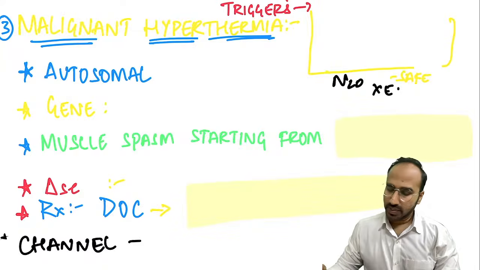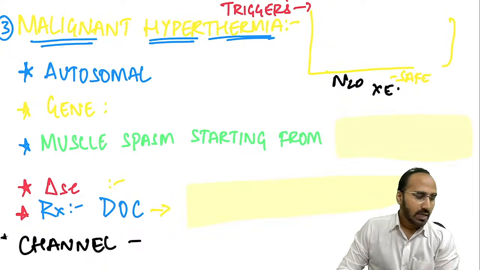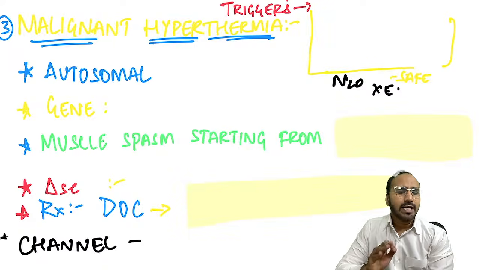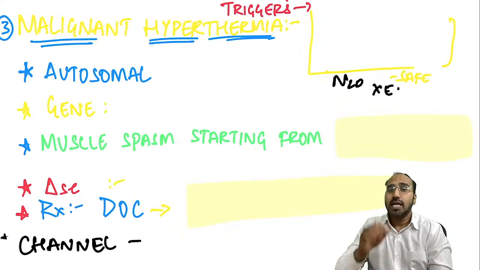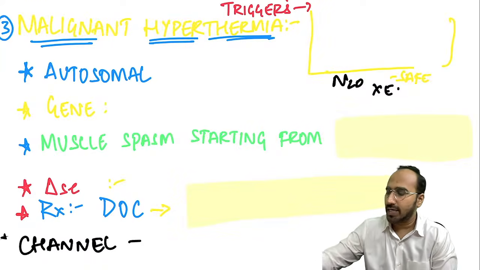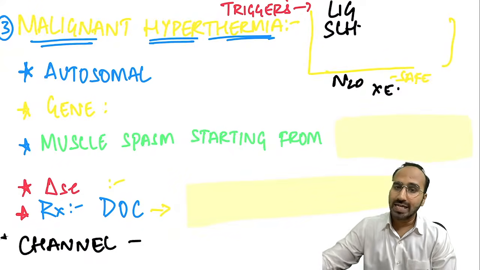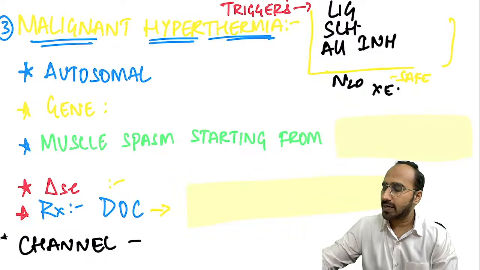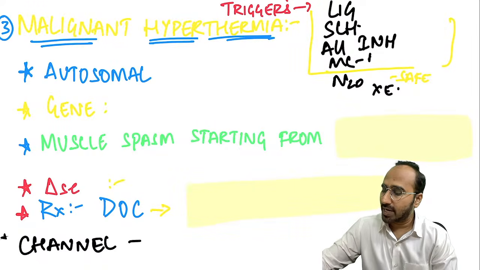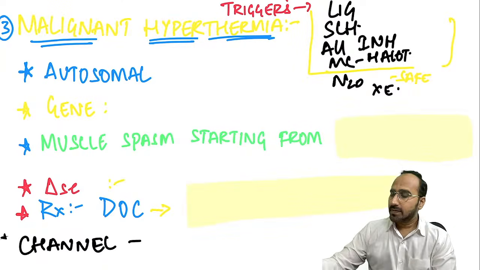Okay. Next, malignant hyperthermia. Remember, malignant hyperthermia is a condition where the patient's temperature is abnormally elevated with muscle spasm. In anesthesia, there are many things that trigger malignant hyperthermia. Lignocaine can cause it. Choline given to the patient can cause it. All inhalational agents can cause it. Most commonly, you see malignant hyperthermia incidence with what? Halothane.